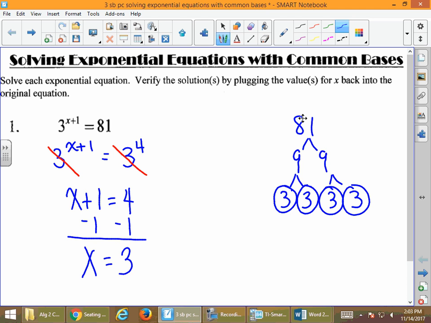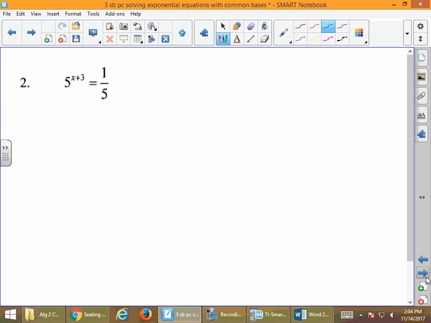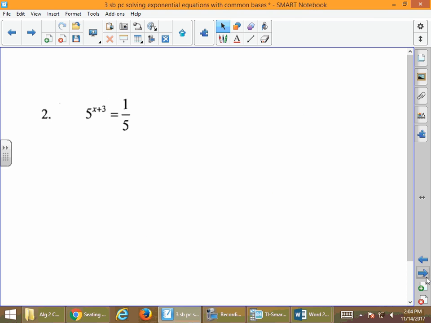But the underlying concept here is, can we find like bases? And it's going to come back to, do we know some of our exponent rules as well? Because in problem number 2, we see a 5 on both sides. So we're almost at common bases, but we need to get that fraction out of the problem. At least it will be easier if we get that fraction out of the problem.